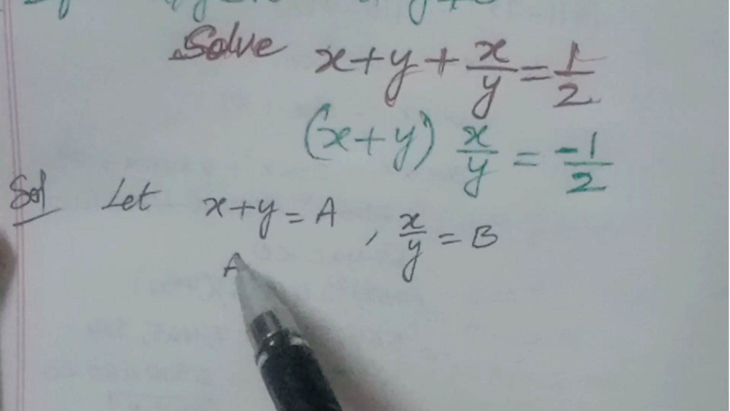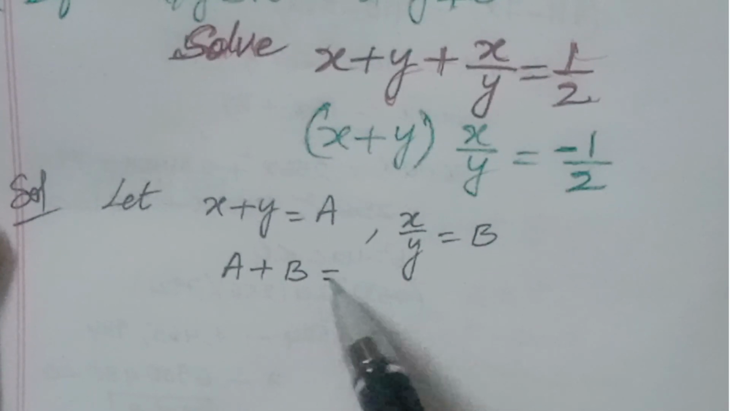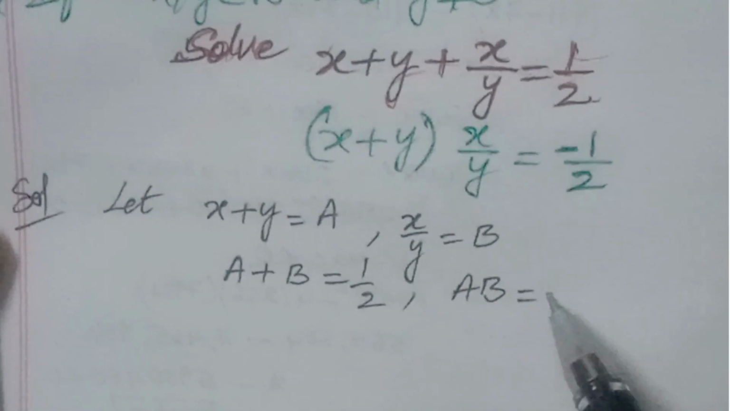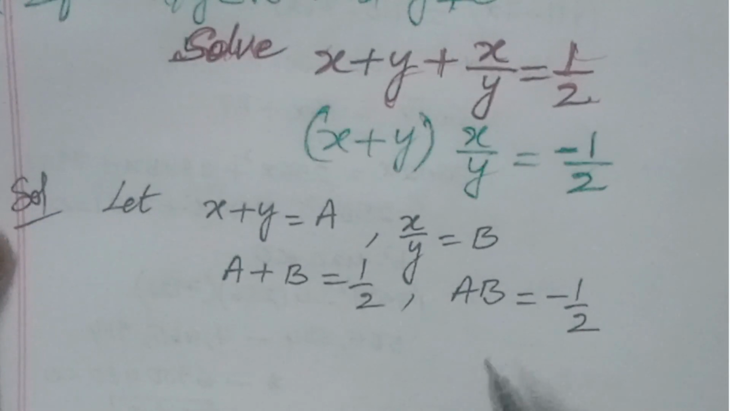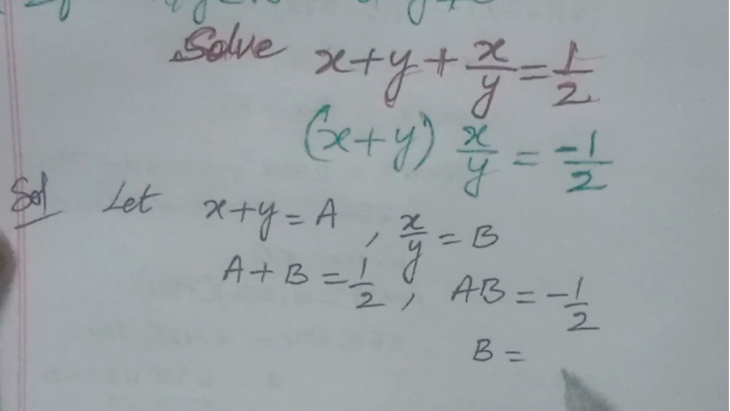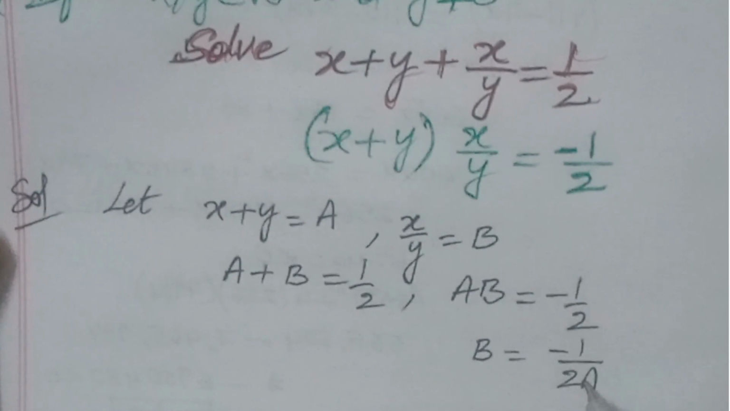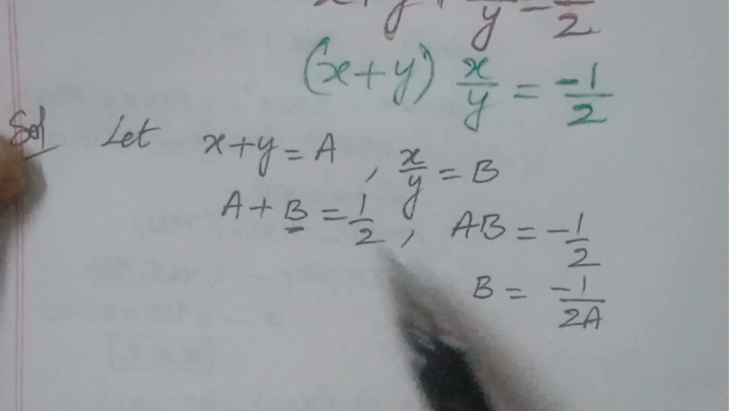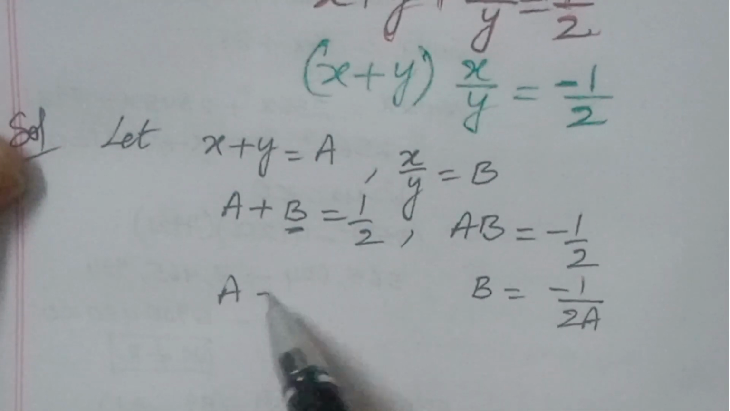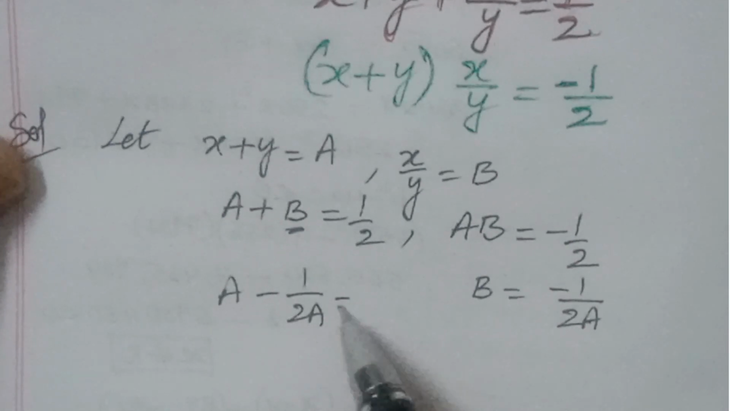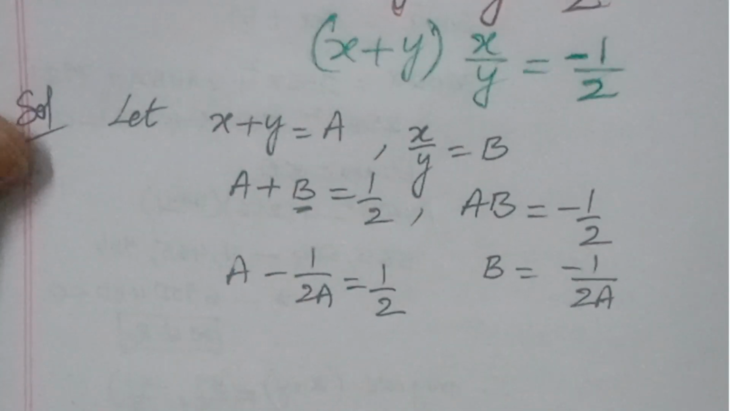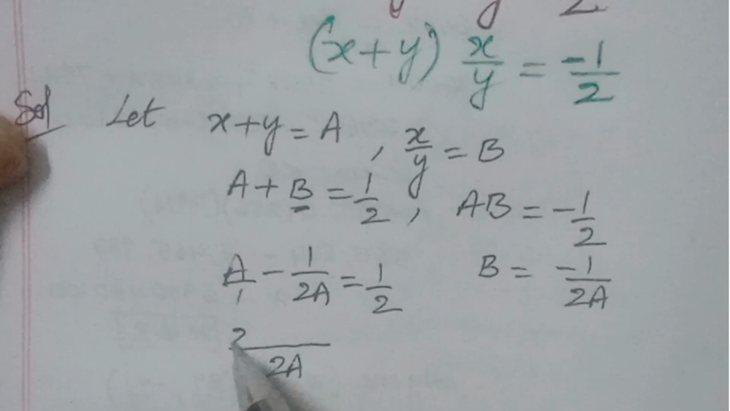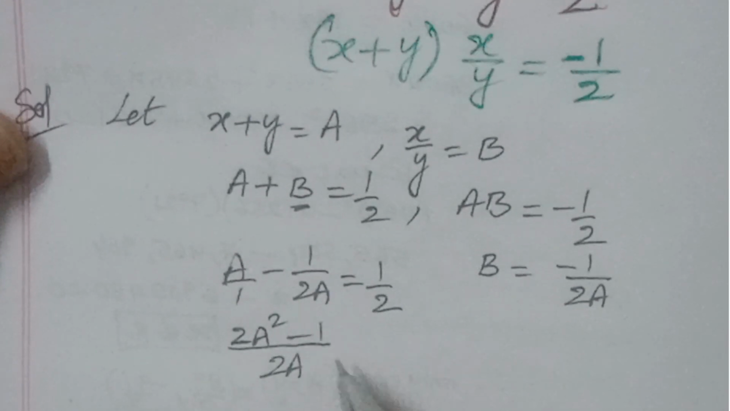Now the first equation will become a plus b is equal to 1 by 2. And the second equation will become ab is equal to minus 1 by 2. From this you can write b is equal to minus 1 by 2a. Now replace this b value here. So a minus 1 by 2a is equal to 1 by 2. Now if you take the LCM, 2a is the LCM. So here 2a square minus 1 is equal to 2.